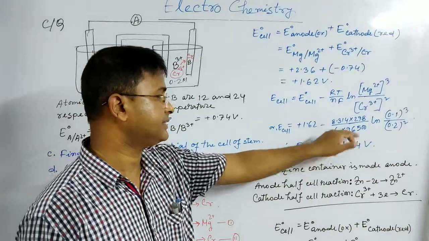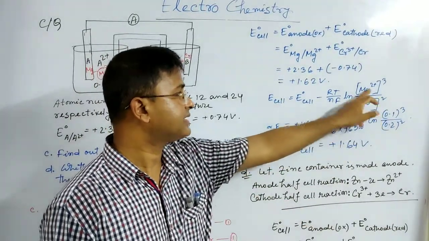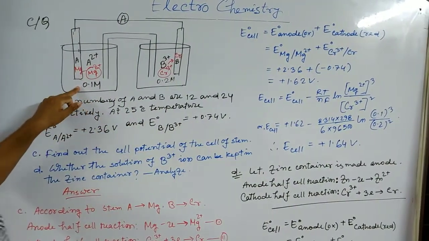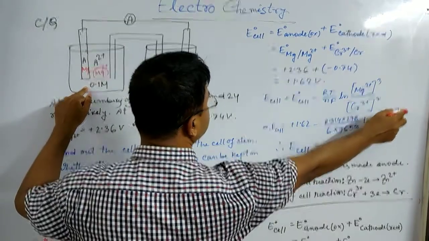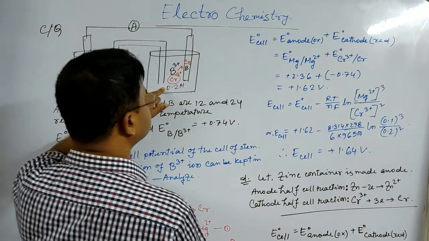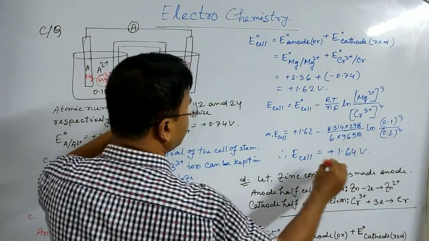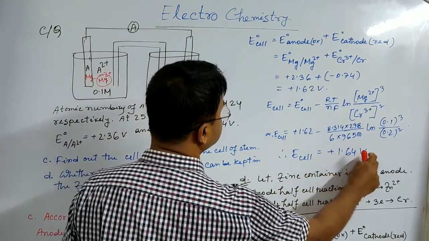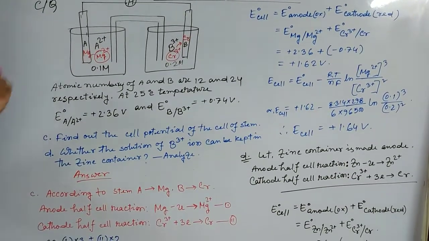You have to memorize it. And in ln, the molar concentration of magnesium 2 plus ion is given in the stem. That's why I have written here 0.1 mole to the power 3, and chromium 3 plus is given 0.2 to the power 2, and the cell potential is plus 1.64 volt. That's all about the cell potential of the cell of the stem.